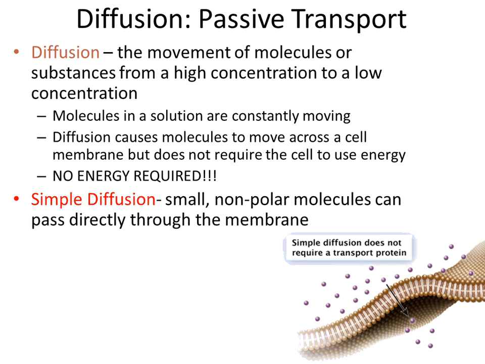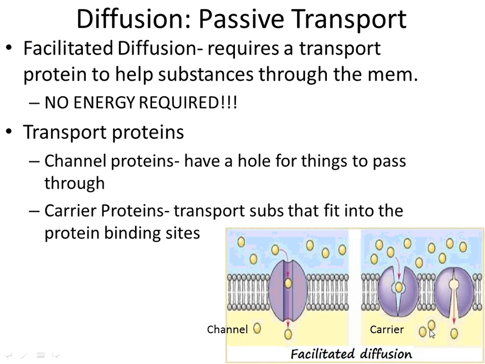Diffusion is the movement of molecules from a high concentration to a low concentration. Again, a high concentration to a low concentration. Molecules in a solution are constantly moving. And when they move from a high to a low, that's diffusion. No energy is required. This is simple diffusion. Moving straight across the membrane is simple diffusion. Again, moving from a high to a low, simple diffusion.